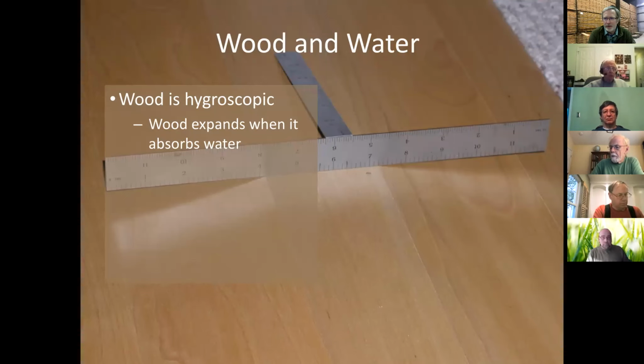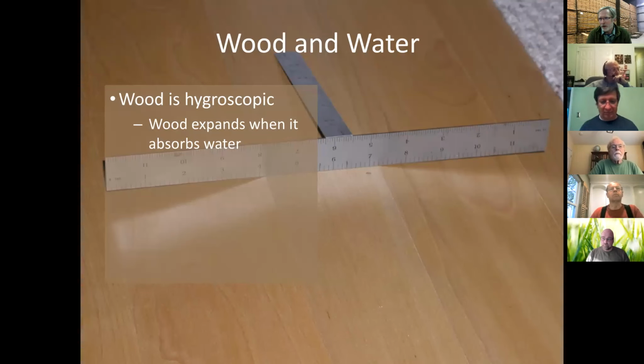Wood is a hygroscopic material. It is always changing to try and reach an equilibrium between the amount of moisture in the wood and the amount of moisture in its surrounding environment. So if the surrounding environment has very little moisture in it, the wood's going to dry out. If the surrounding environment has a lot of moisture in it, like it does right now, it's raining outside, it's going to pick up moisture.